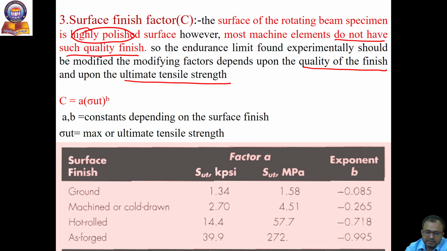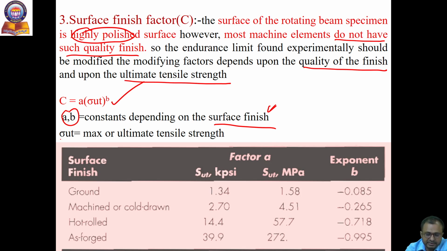Here the formula to calculate the surface finish factor is C equal to A into sigma ultimate power B. Here A and B are constants that depend on the surface finish, whether it is ground finish, hot rolled, or machined, cold drawn, like that.